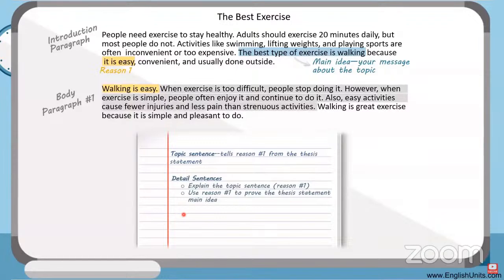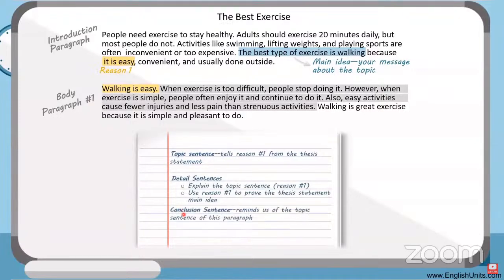However, when exercise is simple, people often enjoy it and continue to do it. Also, easy activities cause fewer injuries and less pain than strenuous activities. So you see how these detail sentences all explain that walking is easy and also why that makes walking the best type of exercise and better than more difficult types of exercises. So they prove that our thesis statement main idea is true.